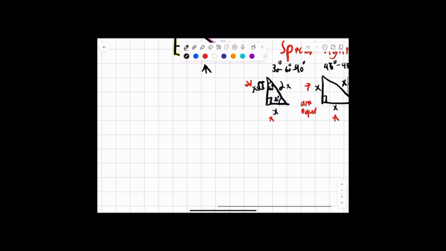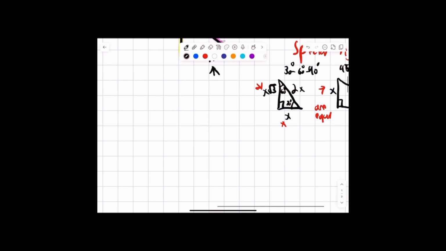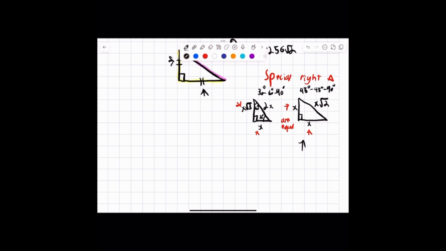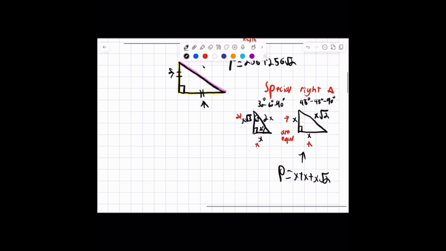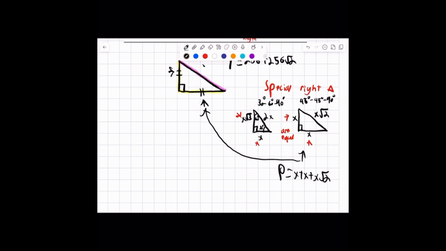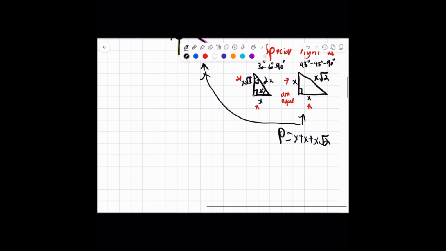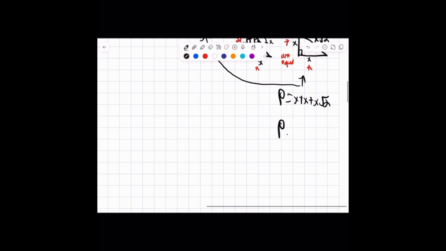So, by combining like terms, we could say that the perimeter for this triangle is just P is equal to x plus x plus x root 2. And we also know, because this triangle and this triangle are the same thing, they each have the same proportions, they're each a special right triangle that's 45, 45, 90, because each side is x. So we could say that this triangle, the perimeter would also be 256 plus 256 root 2.